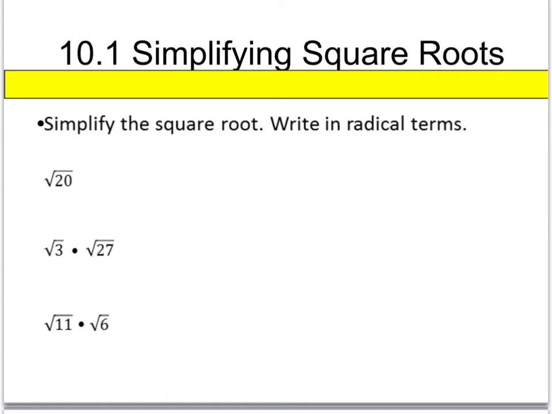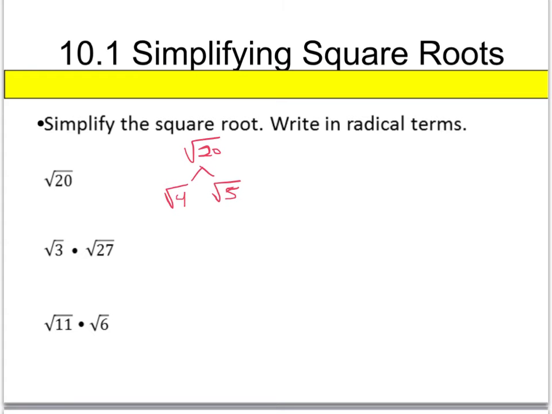Okay, so if I take the square root of 20, I know that if I multiply, what's a perfect square that goes inside 20? You got it, 4. So I know if I multiply the square root of 4 times the square root of 5, that's going to equal the square root of 20.